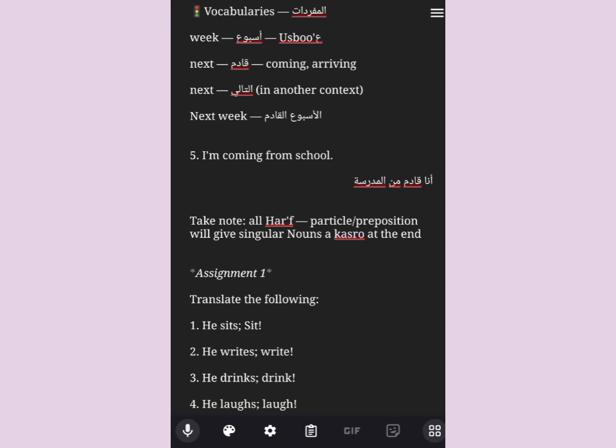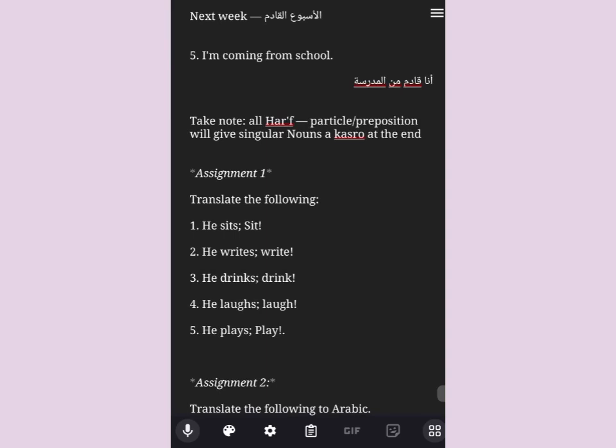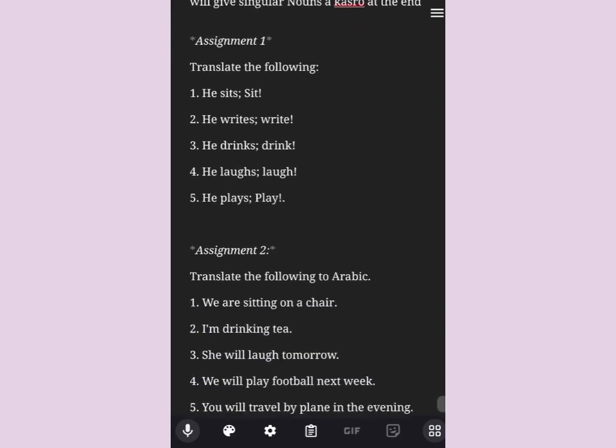Now we've come to the end of this lesson. I want you to lay your hands on this assignment. Translate the following words. He sits, sit. He writes, write. He drinks, drink. He laughs, laugh. These are commands. From the present tense, the imperfect form, to command form. He plays, play. That's for assignment number 1. Please write it down in your notebook. It's very important, and also do it right in the comment section.